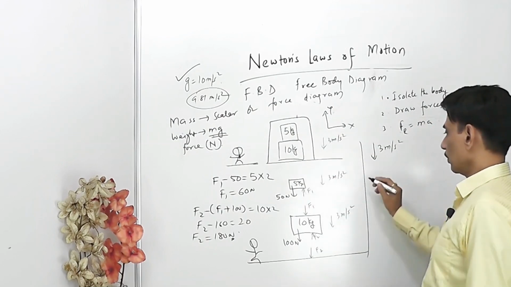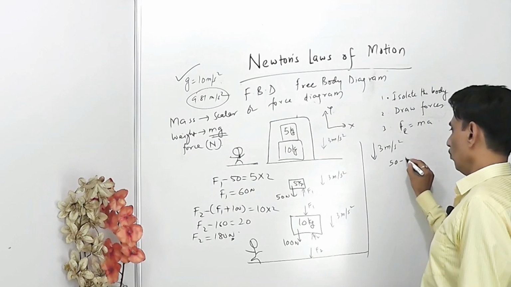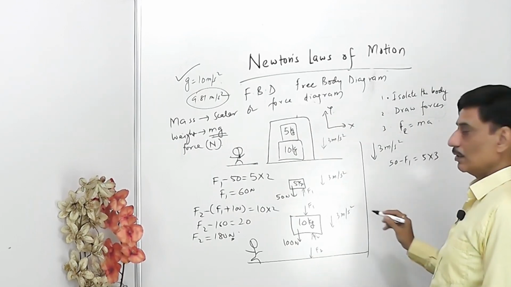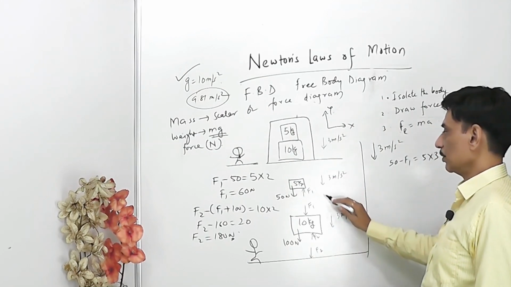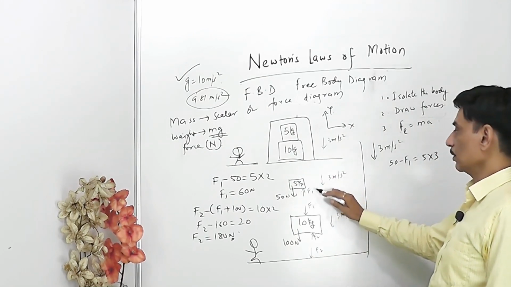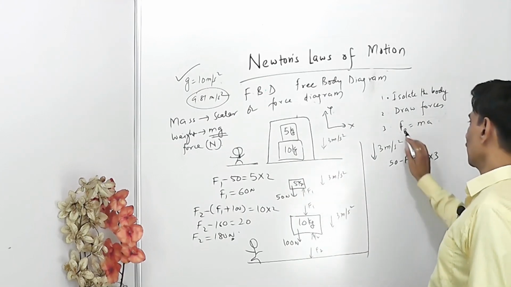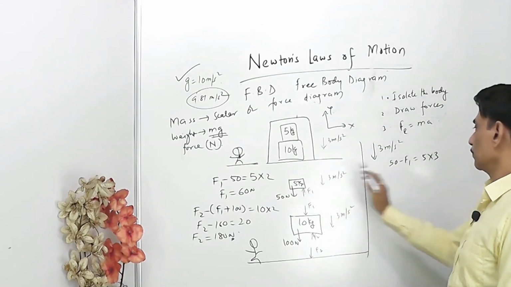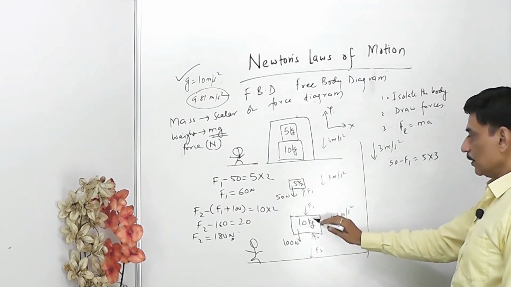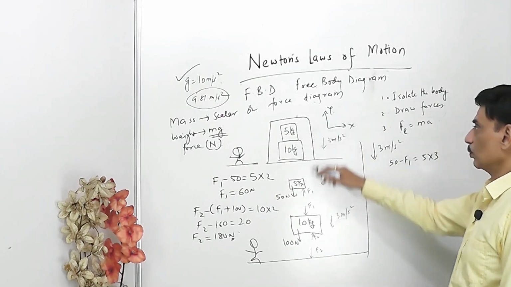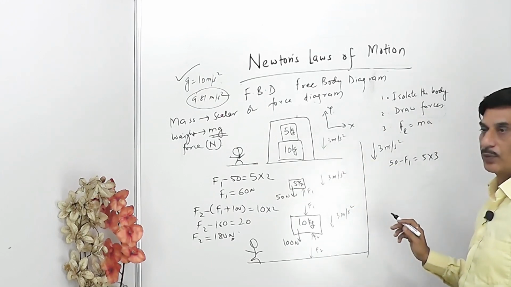So the equation for this is 50 minus F1 is equal to mass 5 into 3, because this is accelerating in the downward direction, so the net force has to be in the downward direction. So downward forces minus upward forces, that is the resultant force, is equal to the mass of this body into acceleration. This is also accelerating down, because the whole elevator is going down with 3 meter per second square.